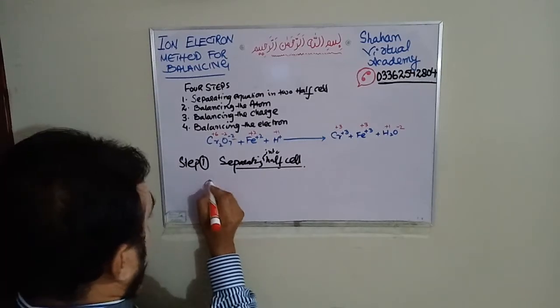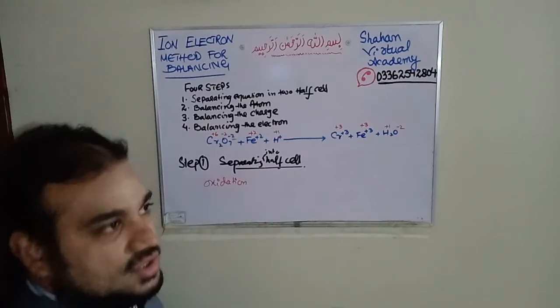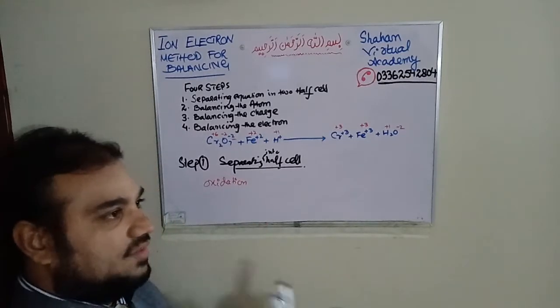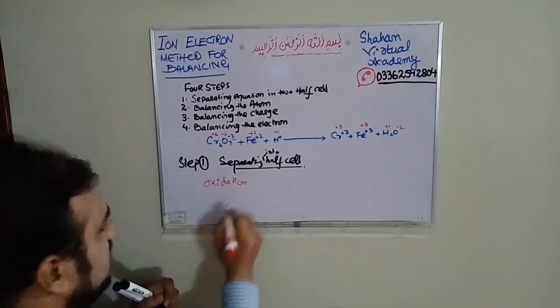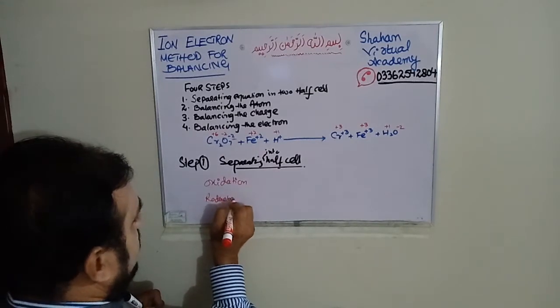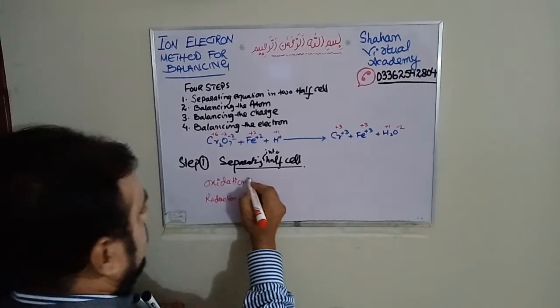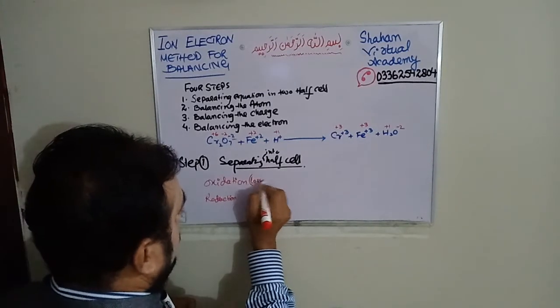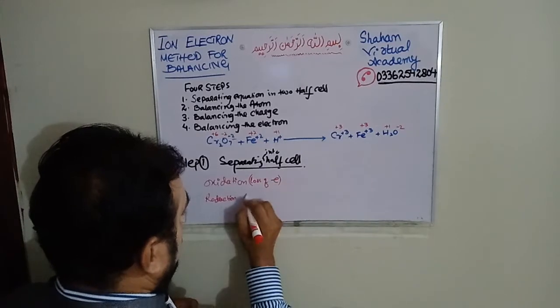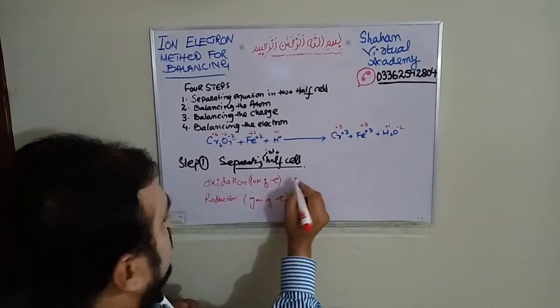What is oxidation? Oxidation is the loss of electrons and gain of oxygen. What is reduction? Reduction is the gain of electrons and loss of oxygen.